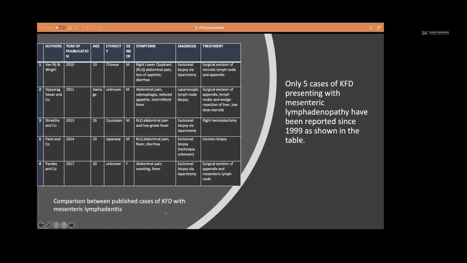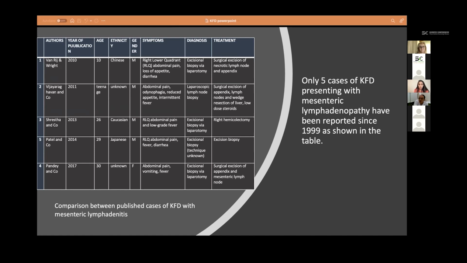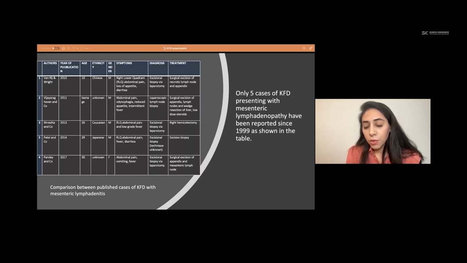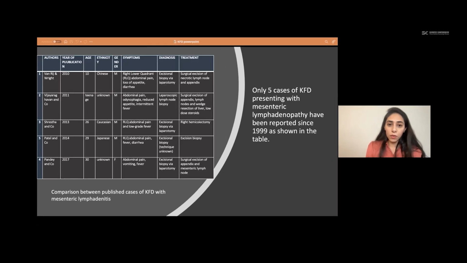Mesenteric lymphadenitis being the initial complaint was seen only in 5 cases since 1999, and I have listed those cases here. And you can see that most of those patients were Japanese or Caucasian. Moreover, the diagnosis was always made by excisional or laparoscopic biopsy, and the improvement was seen after surgical excision of the involved area or of the lymph node. So this patient is probably the 6th case and is doing well on oral medications.